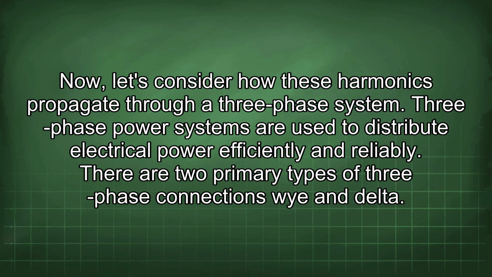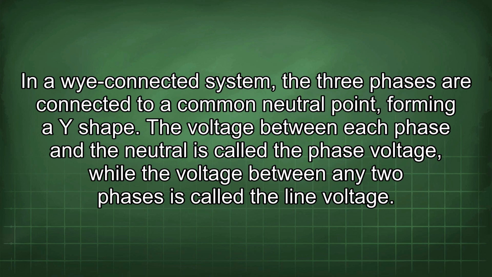Now, let's consider how these harmonics propagate through a three-phase system. Three-phase power systems are used to distribute electrical power efficiently and reliably. There are two primary types of three-phase connections, Y and delta. In a Y-connected system, the three phases are connected to a common neutral point, forming a Y shape. The voltage between each phase and the neutral is called the phase voltage, while the voltage between any two phases is called the line voltage.